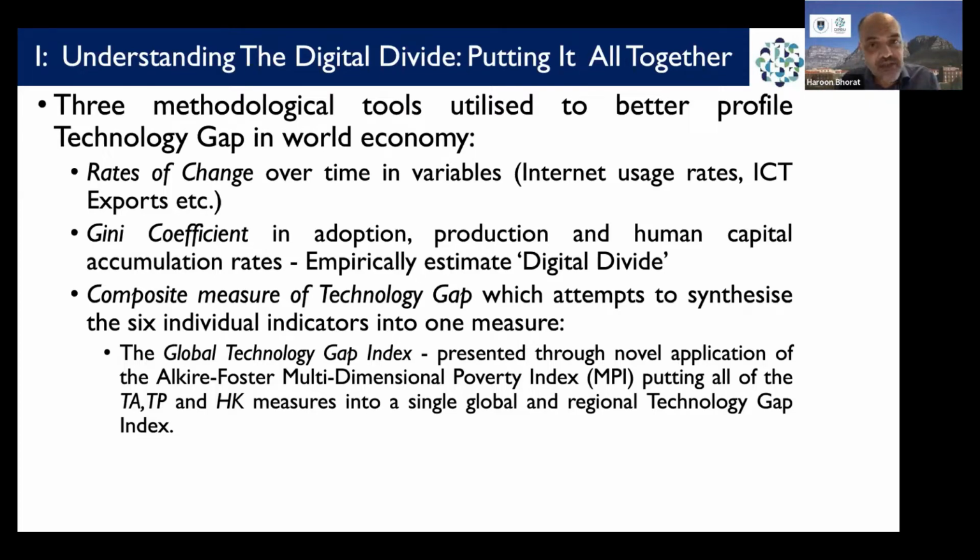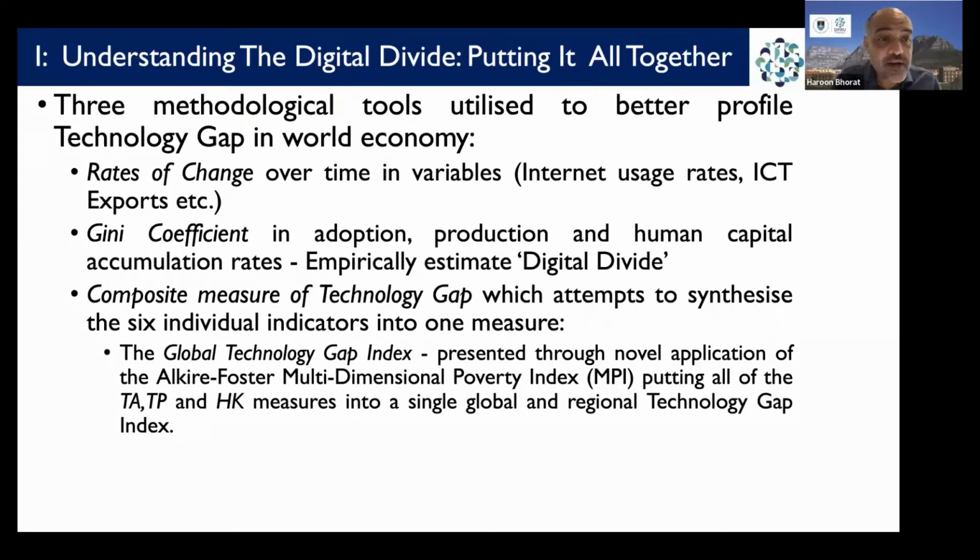But the second thing that's really important as my entry point into the composite measure is to understand inequality. I use inequality in adoption, inequality in production, and inequality in human capital accumulation. In order to understand inequality, I use a Gini coefficient. You've heard of the Gini coefficient for South Africa in terms of income. Well, the Gini coefficient is just a measure of dispersion. So I apply the Gini coefficient measure to how unequal, for example, internet usage is in the world, how unequal technology production is, and so on.